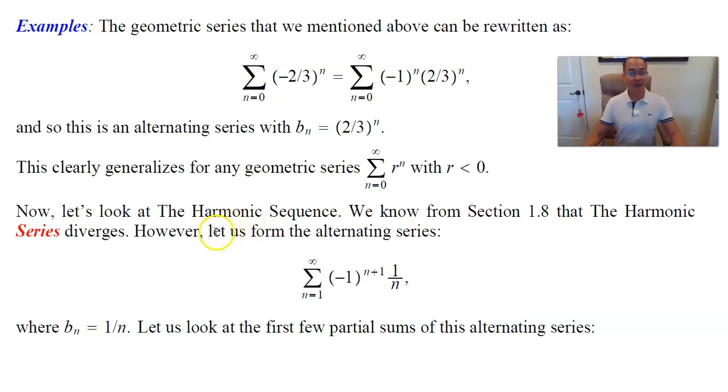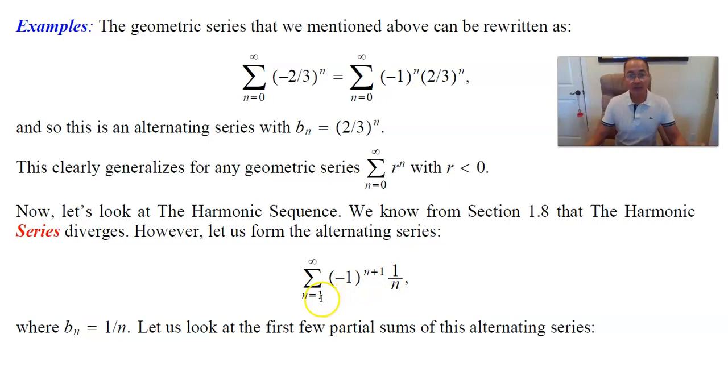Let's go back to the harmonic series, which is made of the harmonic sequence, 1 over n. We know from the integral test that the harmonic series diverges. The integral of 1 over x dx is ln of x, from 1 to infinity. ln of infinity is infinity. So it diverges. However, let's take a look at negative 1 to the power n plus 1, 1 over n.